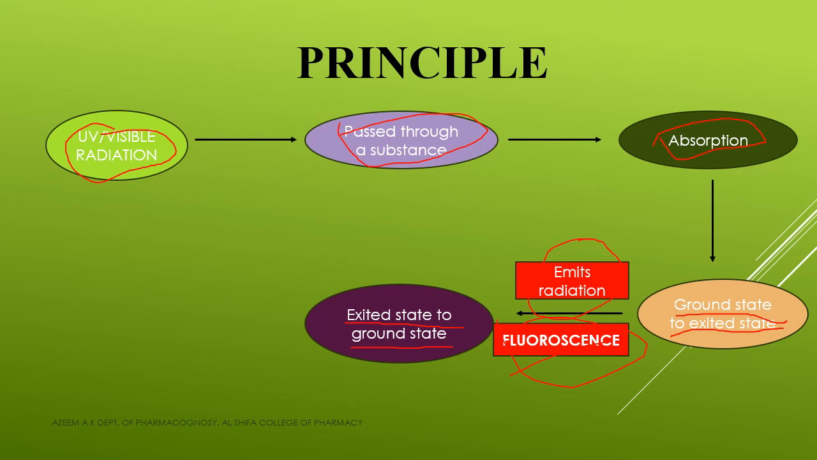So the UV or visible radiation should be passed through a substance, and it undergoes absorption of this light. Then the electrons present in that molecule will undergo transition from the ground state to the excited state. Normally the electrons will be in the ground state, and after some time they will return back to the ground state from the excited state. At that time it will be emitting a radiation, and this is known as fluorescence. Clear? So this is the working principle of the spectrofluorimeter or fluorescence.